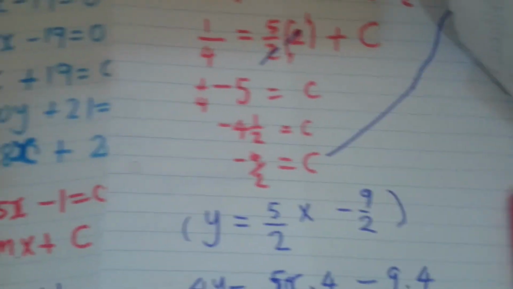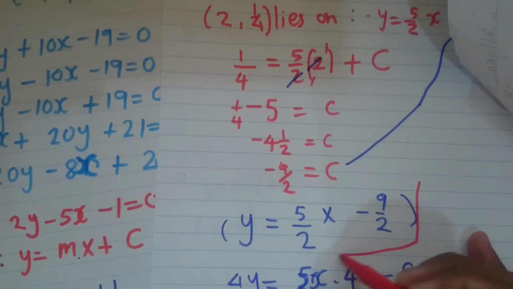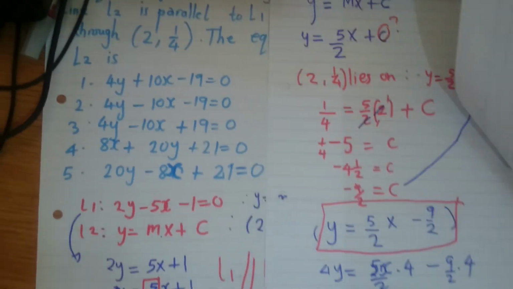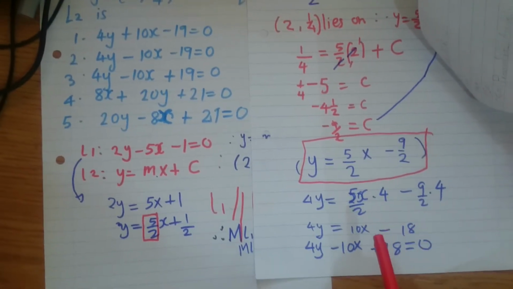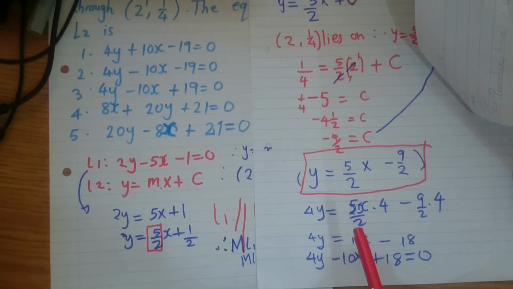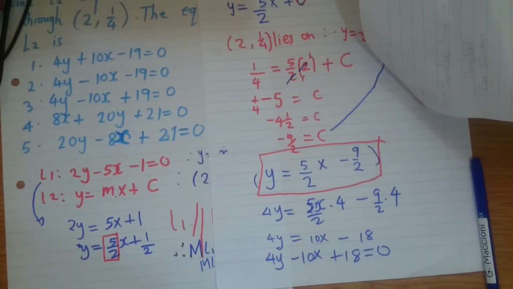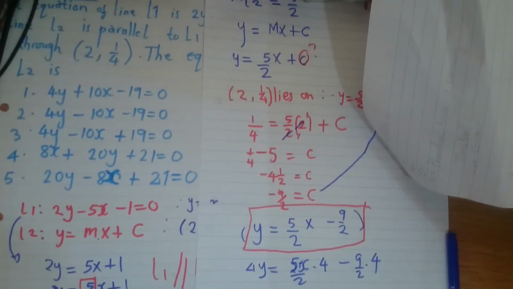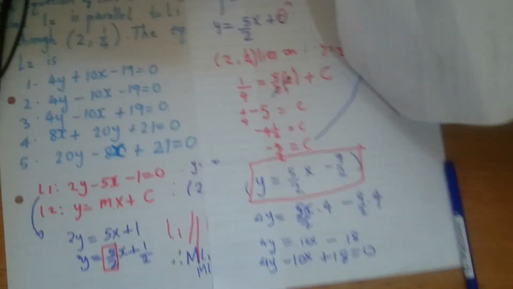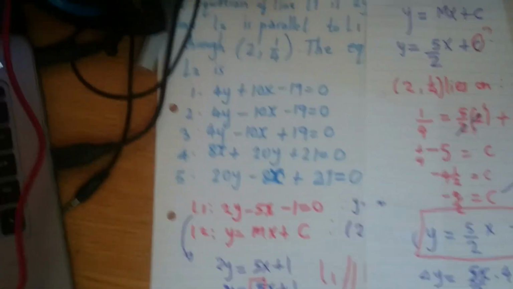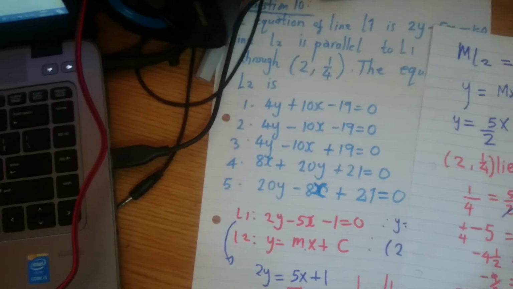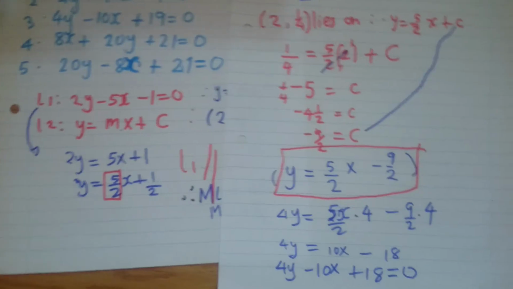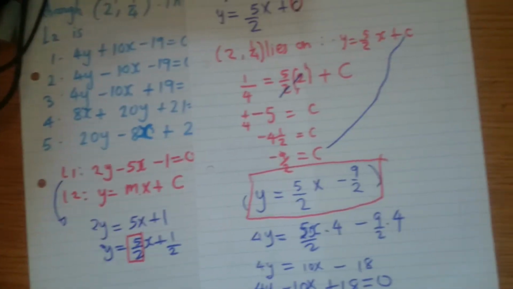So this was my final solution, but according to the multiple choice, there was nothing like that. So I come here and look: which one is that? 4y minus 10x plus 18. There's no 18 there, man. It's only 19. So how did I make a mistake? Let's see how I made a mistake.